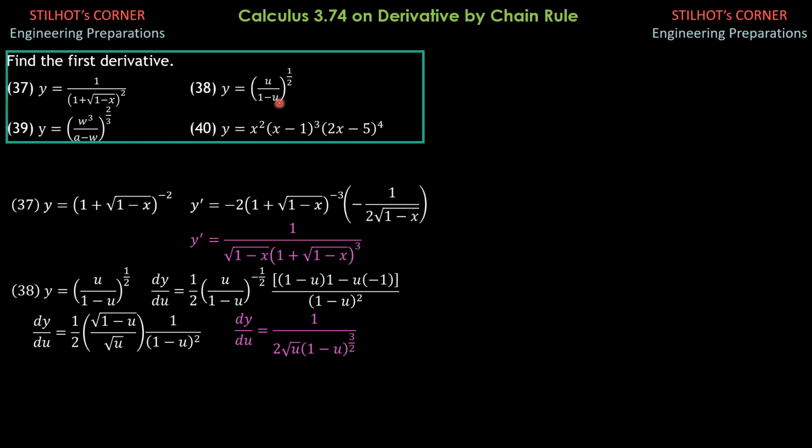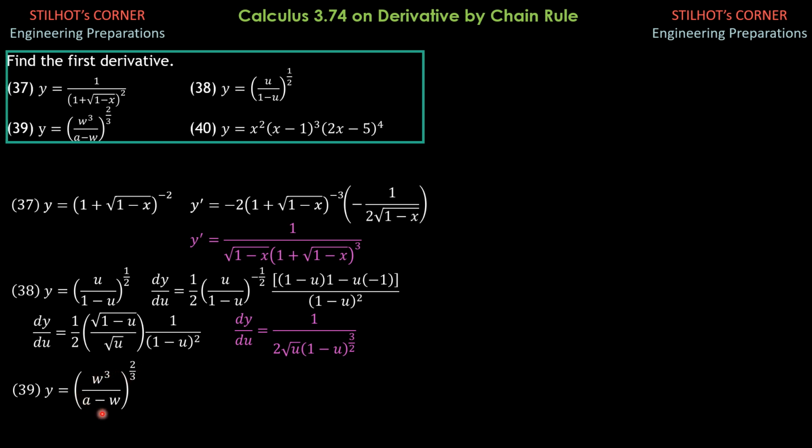Problem 38, 39. Proceed to 39. So this is again by power formula. So y is w cubed over a minus w raised to 2/3. So dy/dw, or y prime, the derivative of y with respect to w by power formula, first 2/3.